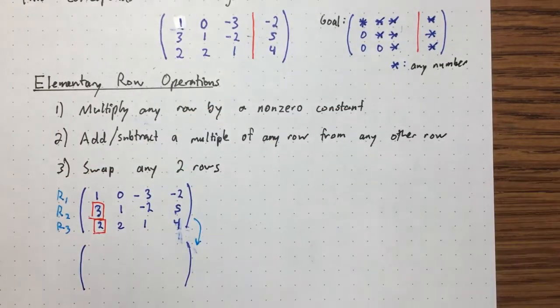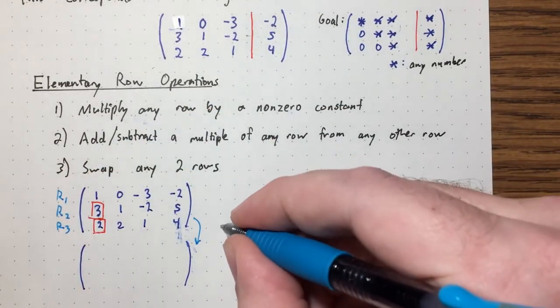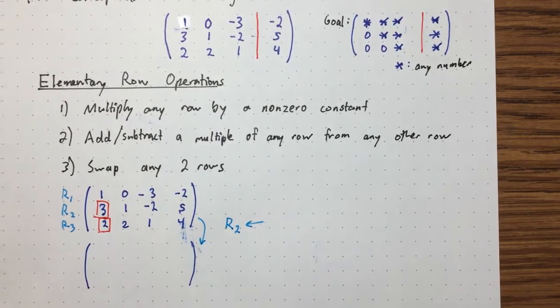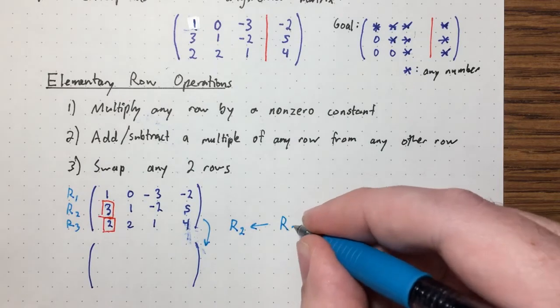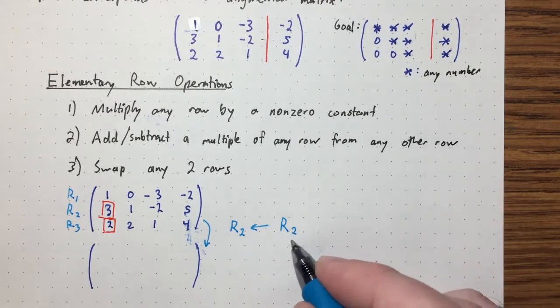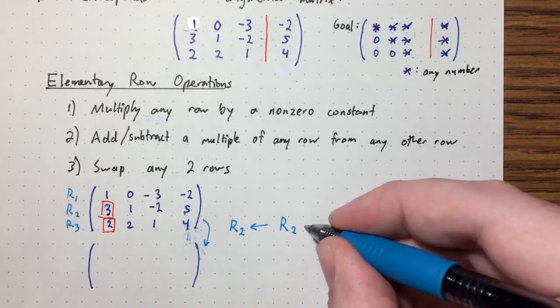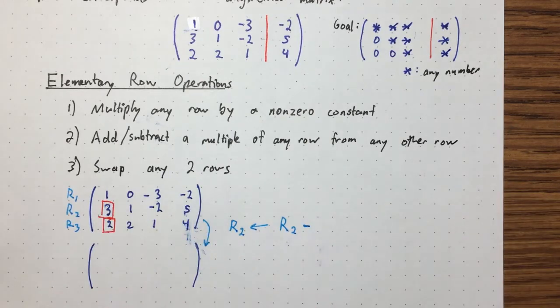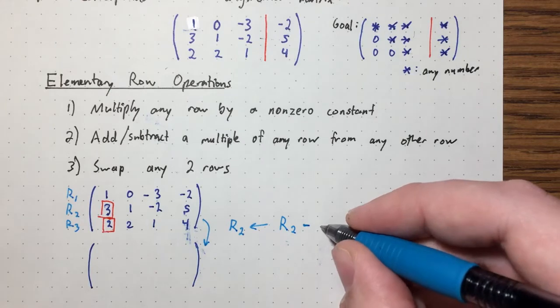What exactly am I going to do here? I'm going to take my old row 2 and I'm going to replace it with my old row 2 and subtract an appropriate multiple of the first row. What multiple do I want to choose?